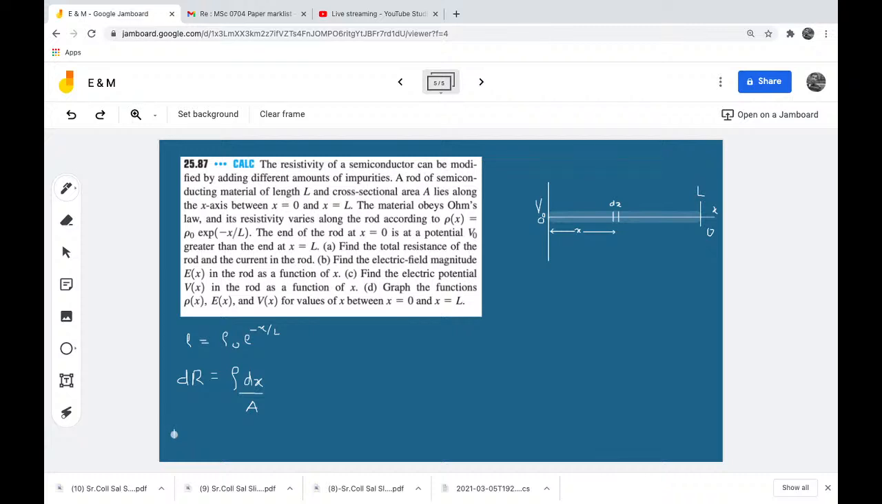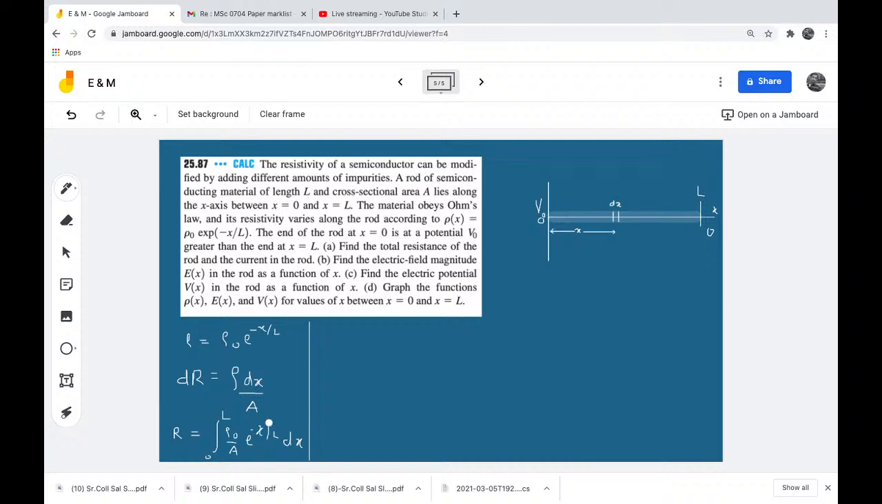So total resistance R can be obtained. Instead of rho, I will write rho 0. I will write the integration starting from 0 ending at L, of rho 0 divided by A, then e power minus x by L, and dx. So this is what I will get for the resistance, right?